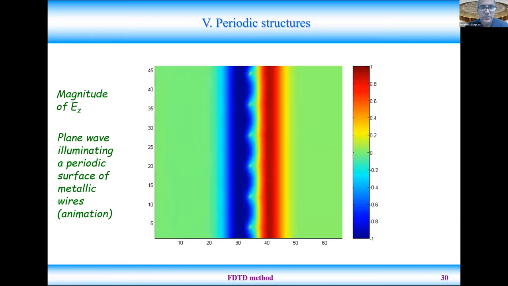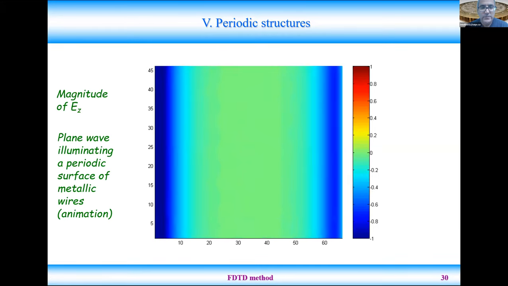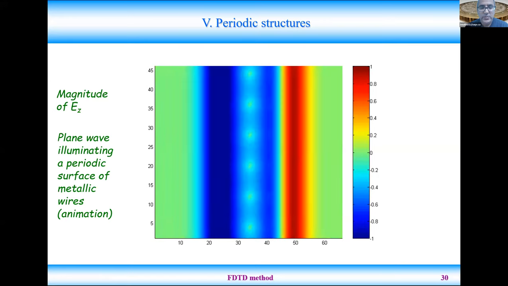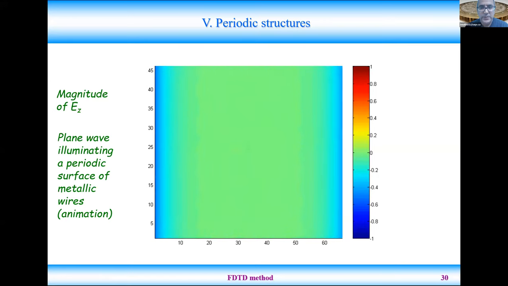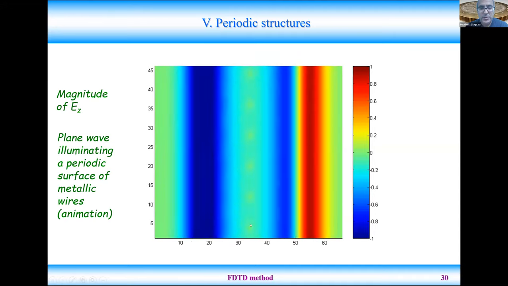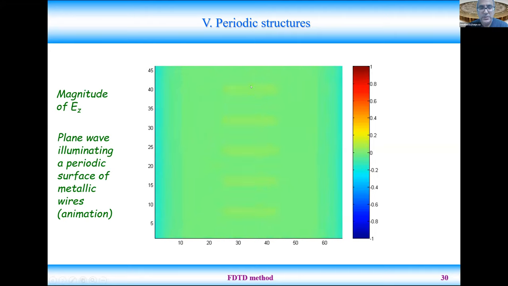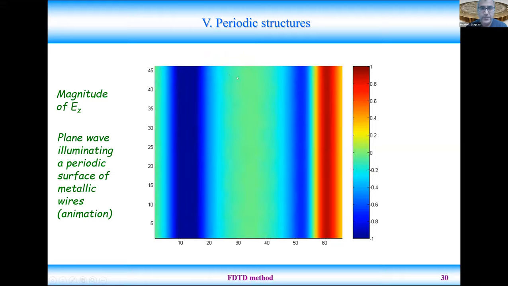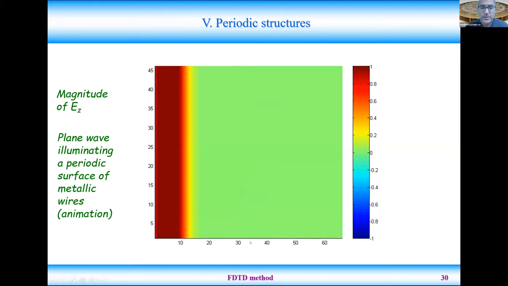So here I show a plane wave. This is with FDTD. I use more than one period just for the visualization, but I could have simulated the problem with just one period. Here I use many periods in order to see how this is behaving. So we have PMC here and PMC here.